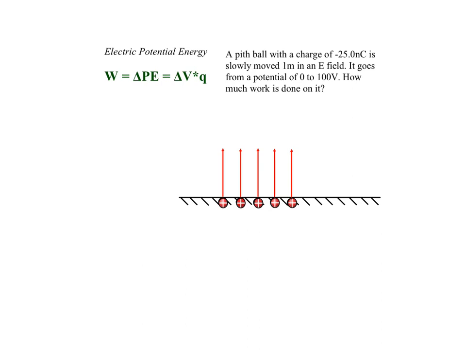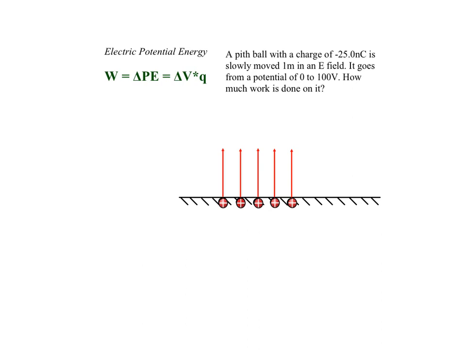Why? Well, at the end of the day, using voltage actually makes our calculations a lot easier. So let's look at a sample calculation so that at least we can take a little breath. All right, so a pith ball with a charge of negative 25.0 nanocoulombs is slowly moved 1 meter in an electric field. It goes from a potential of 0 to 100 volts. How much work is done on it?